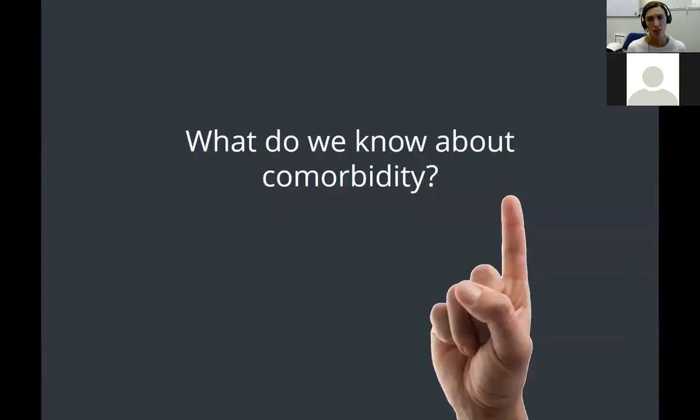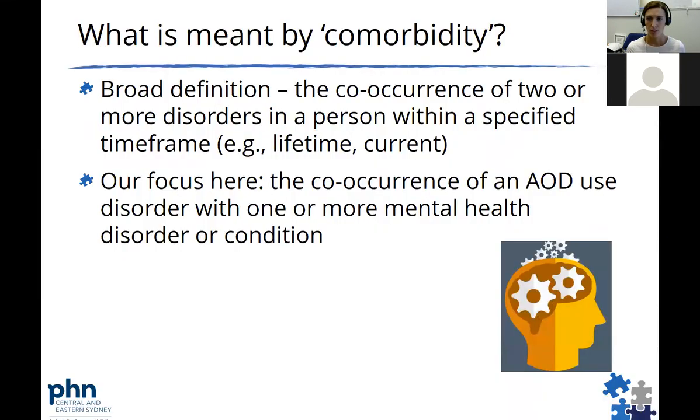So our first challenge is to consider James's presenting issues, and in doing so, consider them within the broader context of what we know about comorbidity. And before doing that, I wanted to clarify what we mean by the term comorbidity. So broadly defined, comorbidity refers to the co-occurrence, either lifetime or current, of two or more disorders. And our focus here today is on the co-occurrence of alcohol or other drug, or AOD, and mental health disorders or conditions.